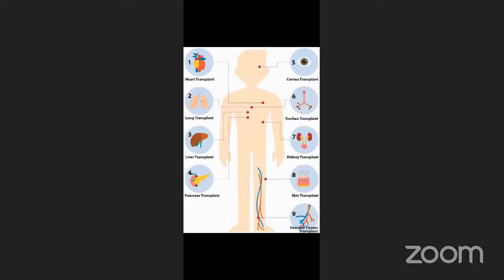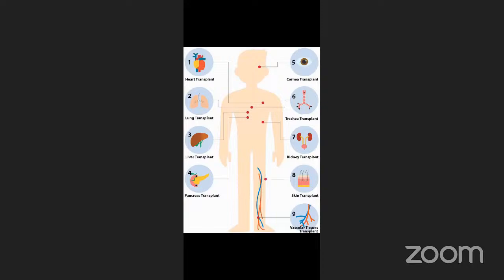Most of the time you have heard about kidney transplantation and especially heart transplantation. Pancreas transplantation is also possible, and skin transplantation can be seen in accidents where the skin ruptures. Vascular tissue transplantation is seen when blood vessels are damaged. Blood vessels can be transplanted or replaced by using transplantation technology.